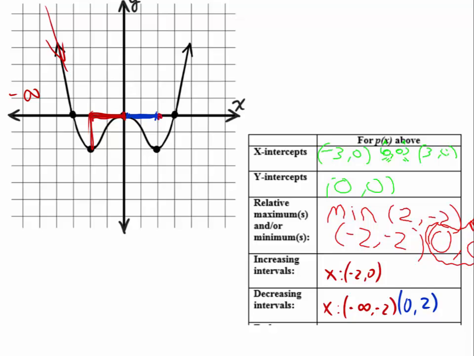And then after this point, forever, we're going up. We are increasing. So we go back up to increasing. We say, hey, from 2 to infinity, we're going up.